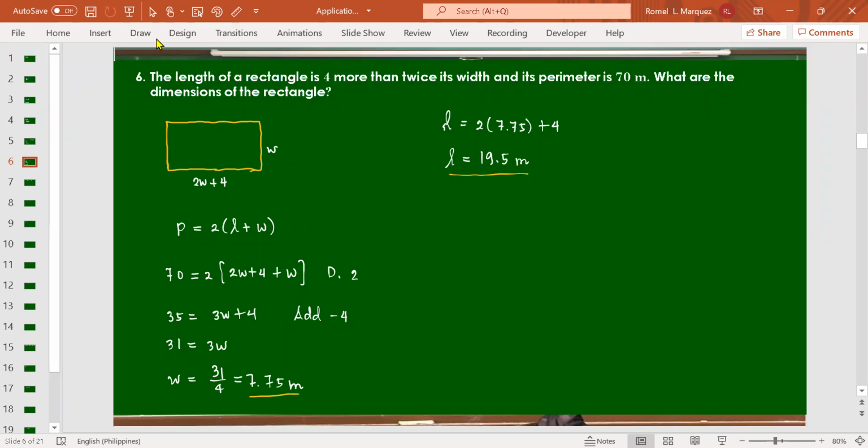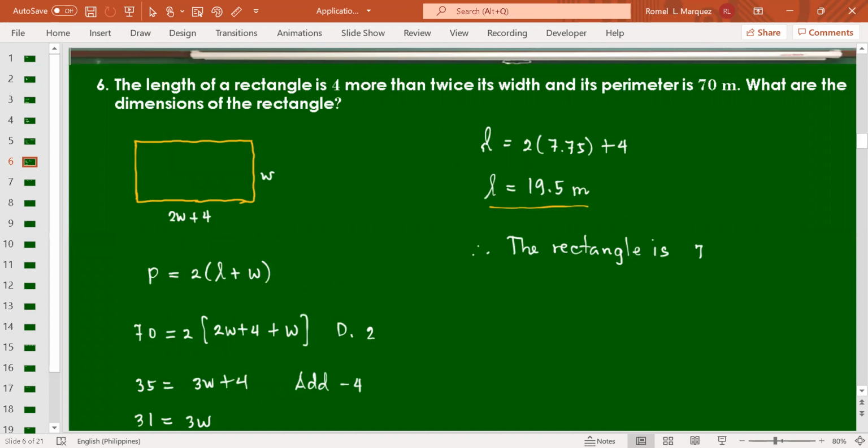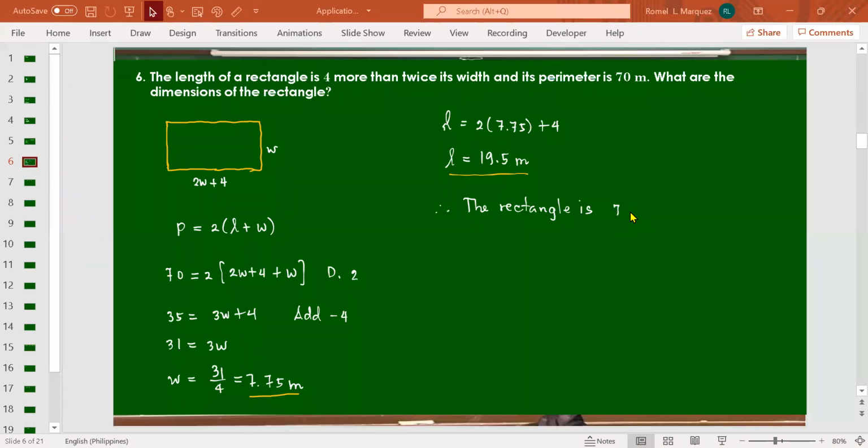Or you can write the dimensions as product, no? So therefore, the rectangle is 7.75 by what? Meters by 19.50 meters. That clear, guys? Okay. So these are the dimensions of the rectangle.